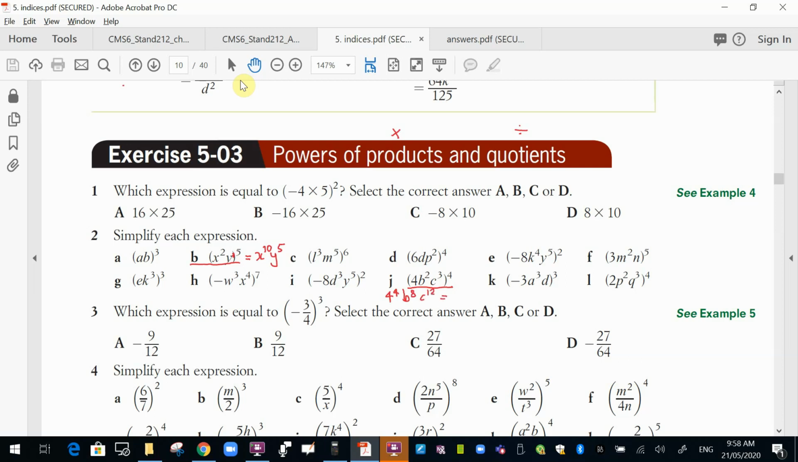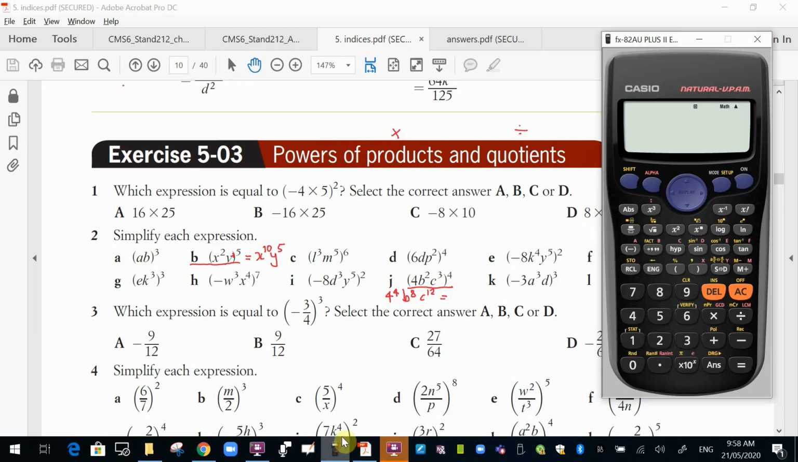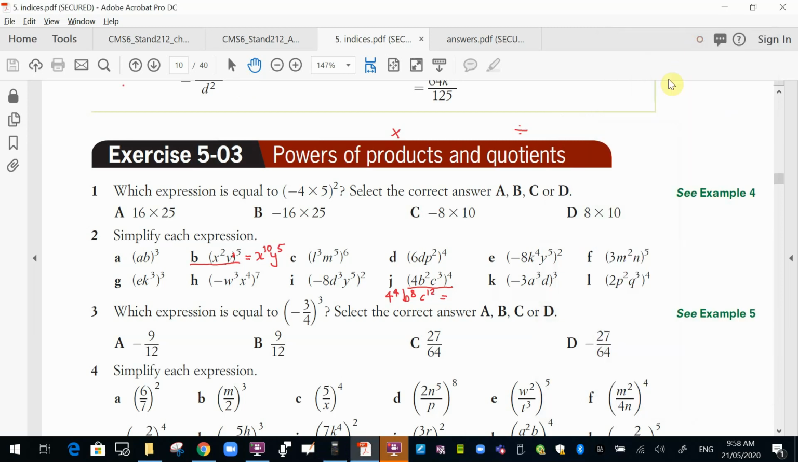And with numbers, we need to work out what 4 to the power of 4 is. 4 to the power of 4, 256. So the final answer is 256, b to the 8, c to the 12. And that's your answer to question 2, part j.